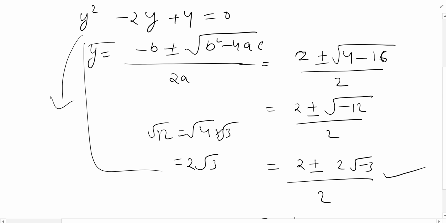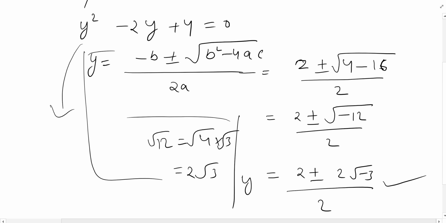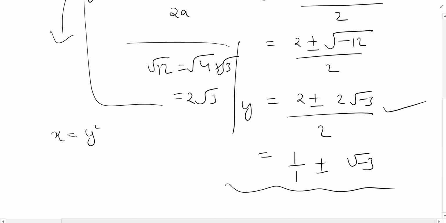That is the answer. So we got two y values, but the question is not about y. The question is, what are your x values in this equation? So you substitute your y value and find the x values. You replace whatever y value you have with x squared, and then you find the x out of that. So x squared is equal to y. We replace y with this number, which is 1 plus minus square root of negative 3.